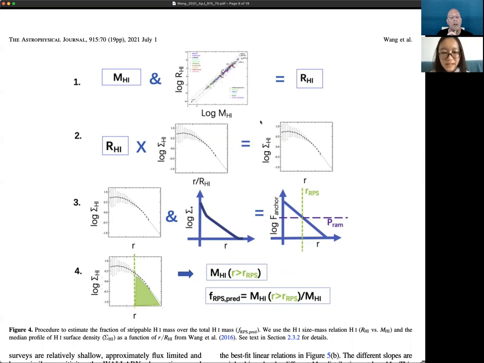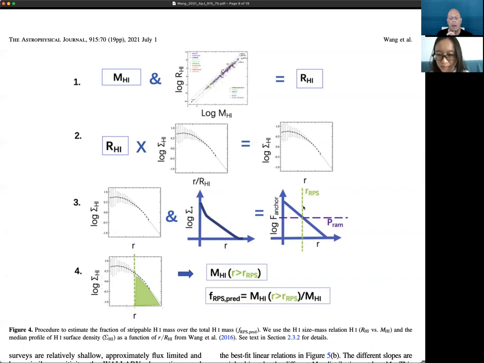And then we combine this predicted H1 profile with a stellar surface density profile. So we get the anchoring force of the galaxy through the Gaussian model. And then we can compare this profile of anchoring force level to the ram pressure level so that we get a characteristic radius R_PS.